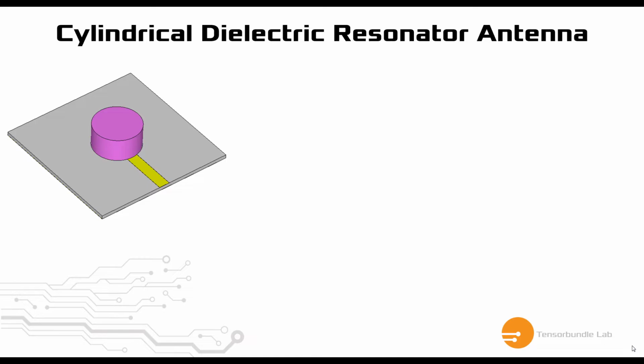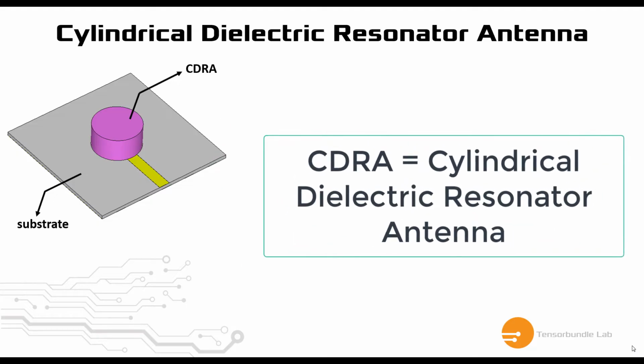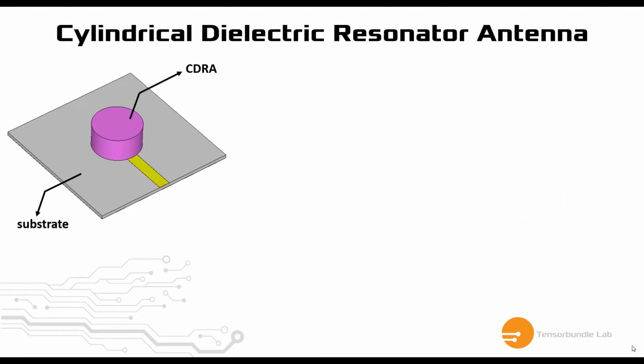So when you construct a cylindrical dielectric resonator antenna, we place it on top of a substrate, and then we can excite this CDRA, which is the short form of the cylindrical dielectric resonator antenna. So we can excite this CDRA by using a microstrip line. This CDRA is coupled electromagnetically with this microstrip line. All right. And below this substrate, we have a full ground plane. So no radiation happens below this substrate. All the radiation is right on top of the cylinder.